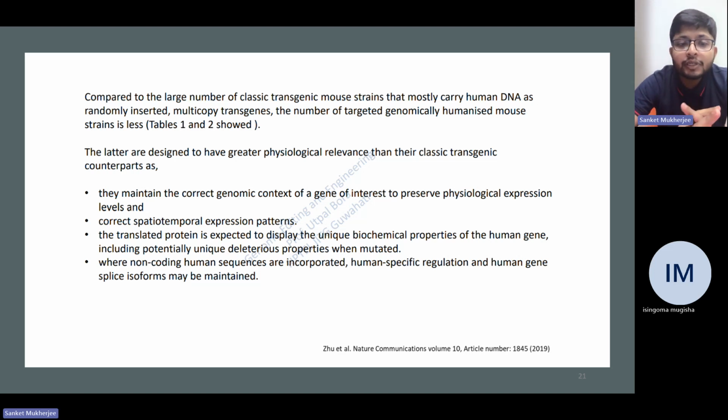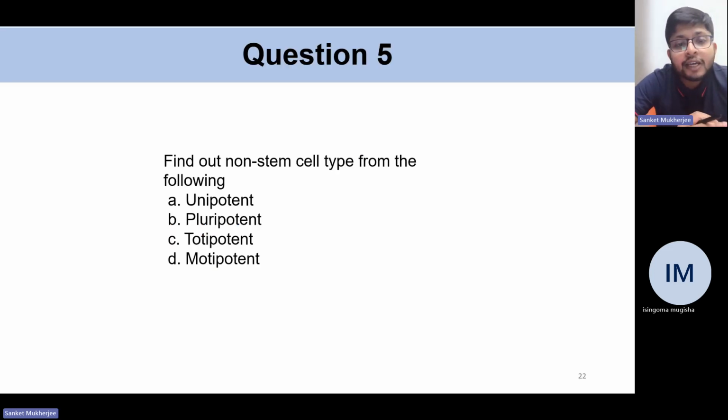The translated protein is expected to display the unique biochemical properties of the human gene, including potentially unique deleterious properties when mutated. When non-coding human sequences are incorporated, human-specific regulation and human gene splicing isoforms may also be maintained. That's the idea. So let's come to question 5.